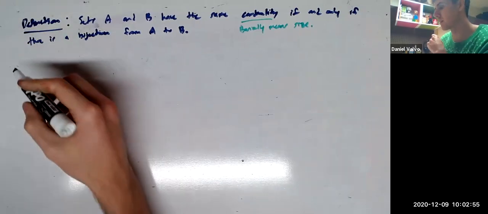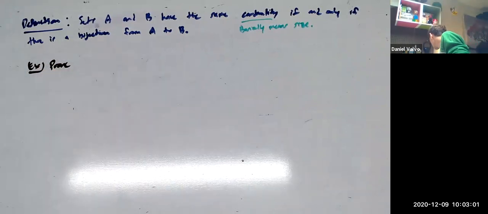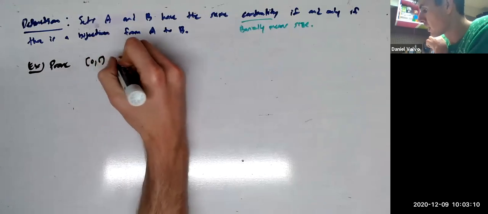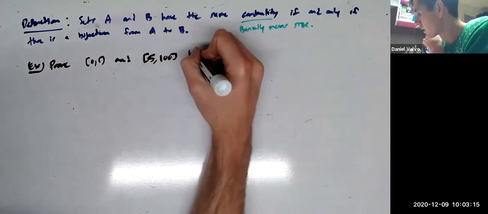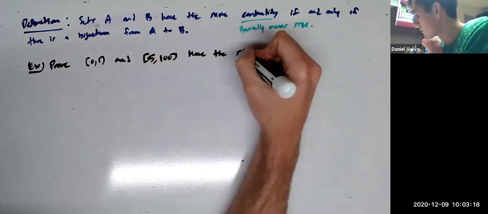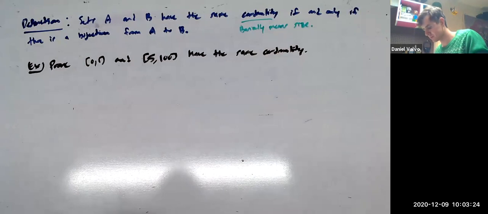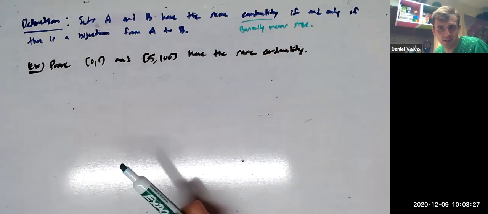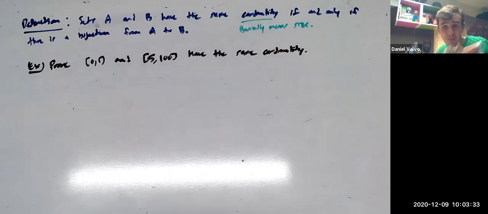So the first example I'm going to do is: prove that the interval 0, 1 and the interval 5 to 100 have the same cardinality. And remember, since two sets have the same cardinality if and only if there's a bijection between them, really what we're asking is, to prove this, we need to find a bijection from 0, 1 to 5, 100, or the other way around.